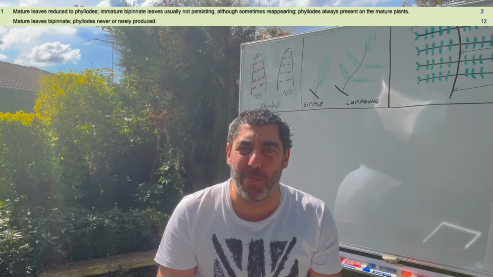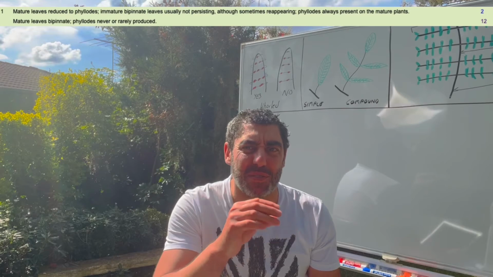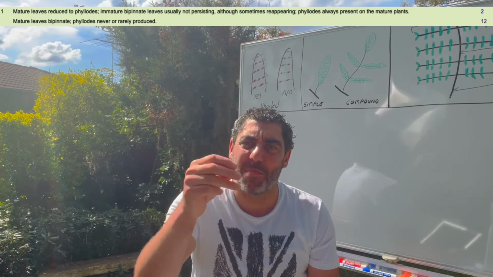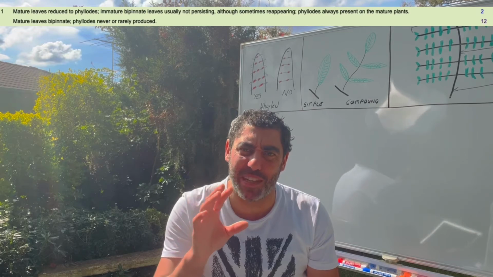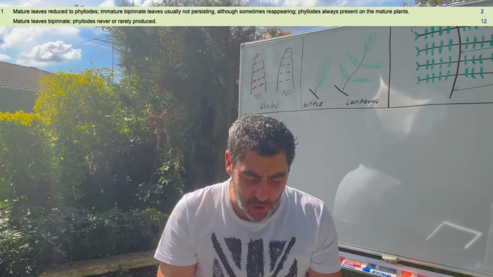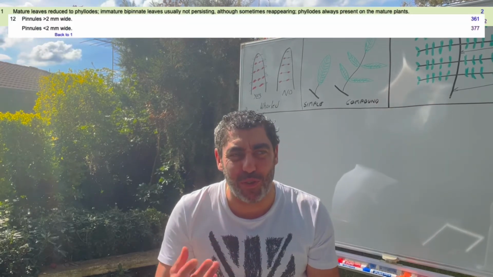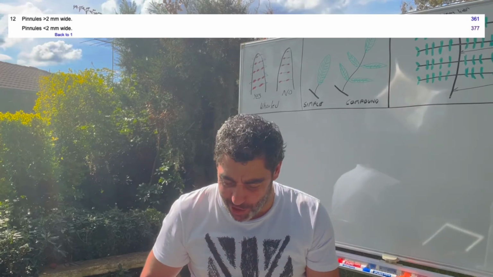Mature leaves are still bipinnate, okay? I've looked at the mature leaves, they still look exactly like that. Some of them drop off, but the leaves and the arrangement, everything's still the same. Phyllodes never or rarely produced. I've looked at the plant, it looks fine. So we're on number 12 now.